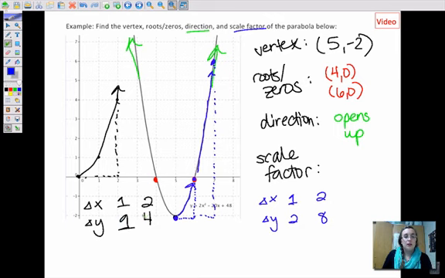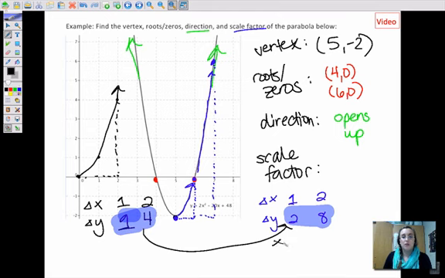Okay, so what I want to look at is how these numbers compare to these numbers. On our original, a change of 1 in x gives us a change of 1 in y. In our new one, a change of 1 gives us 2. In our original, a change of 2 gives us a change of 4, and in the new one, a change of 2 in the x gives us 8. So what I notice is that the y's are changing double the amount that they did in the original. So what that means is that my scale factor for this graph is a 2.